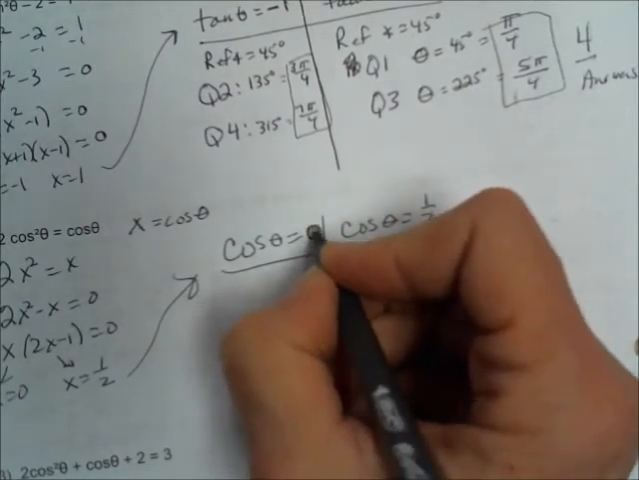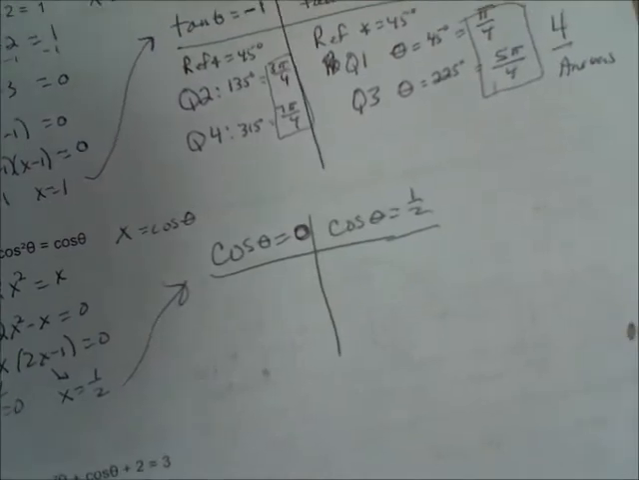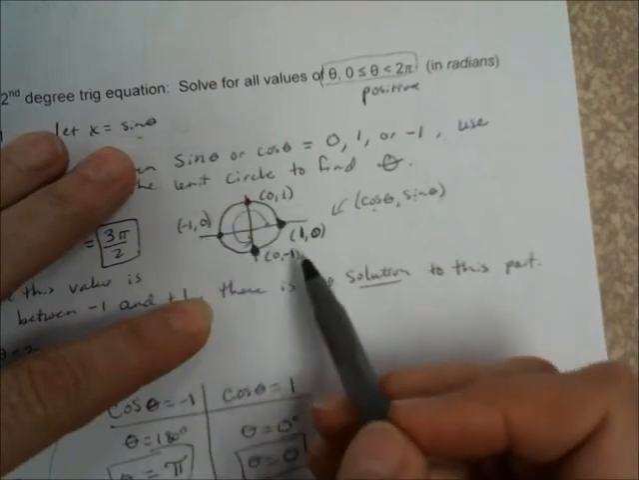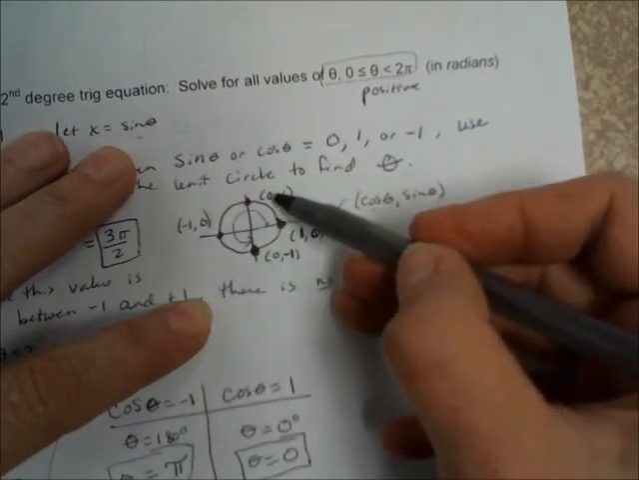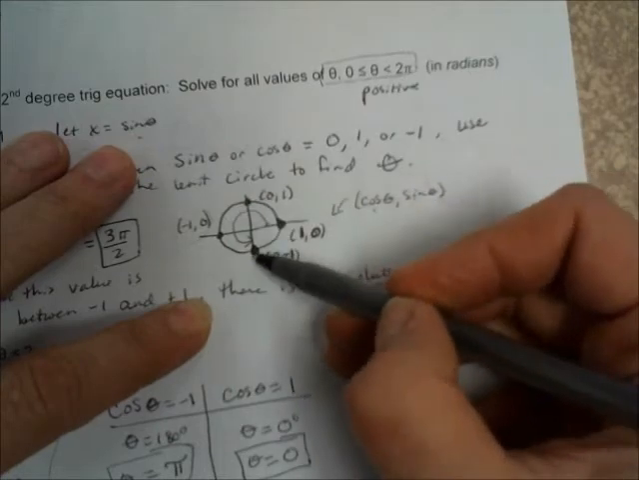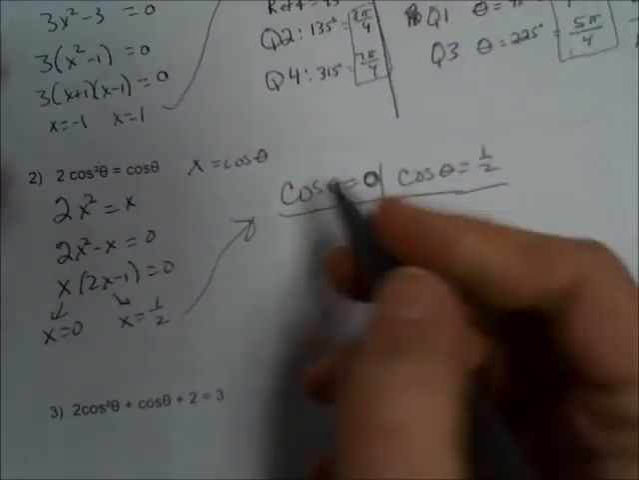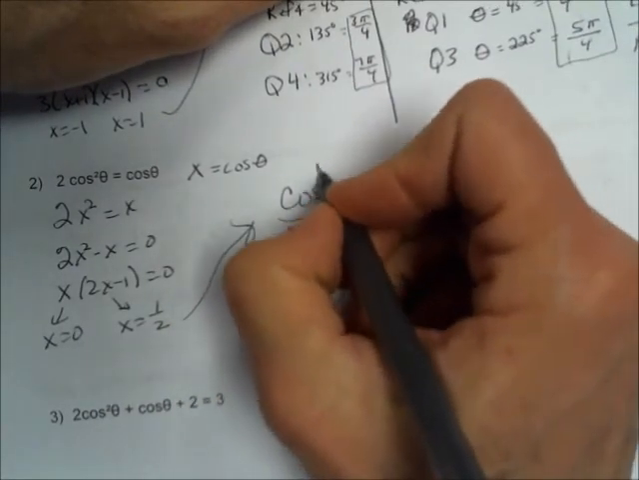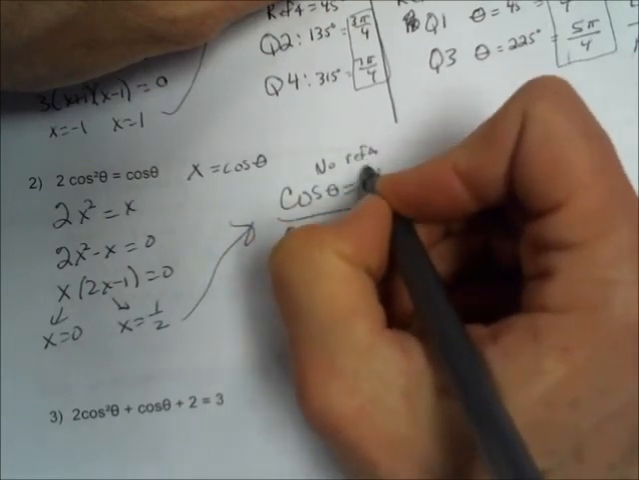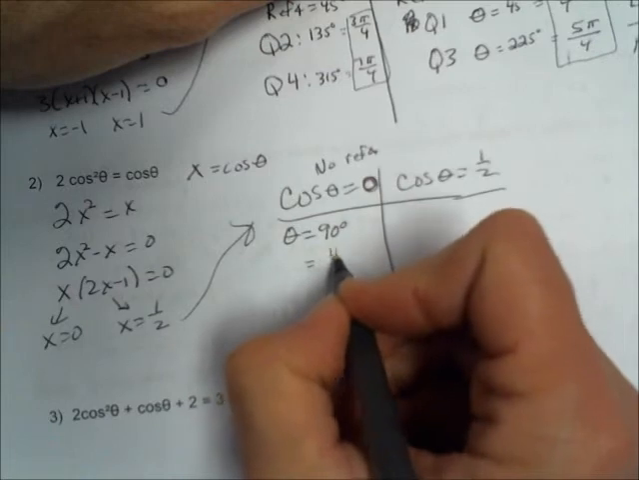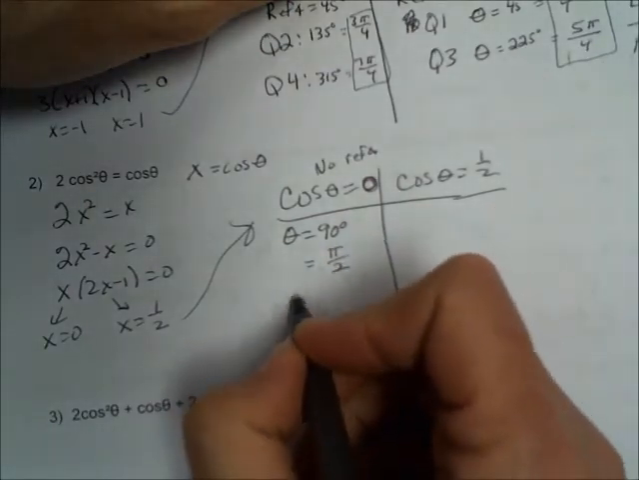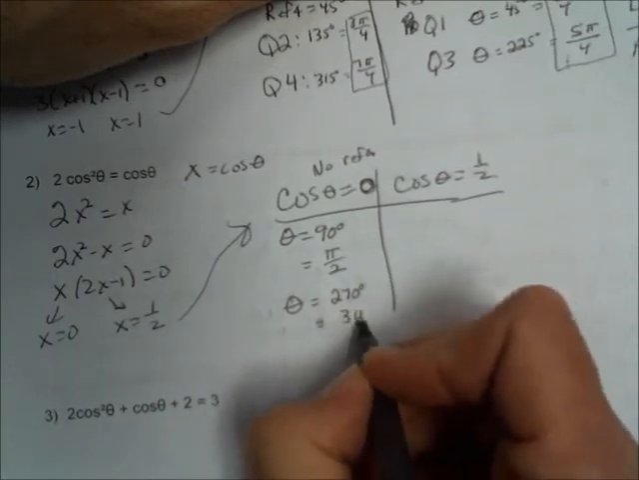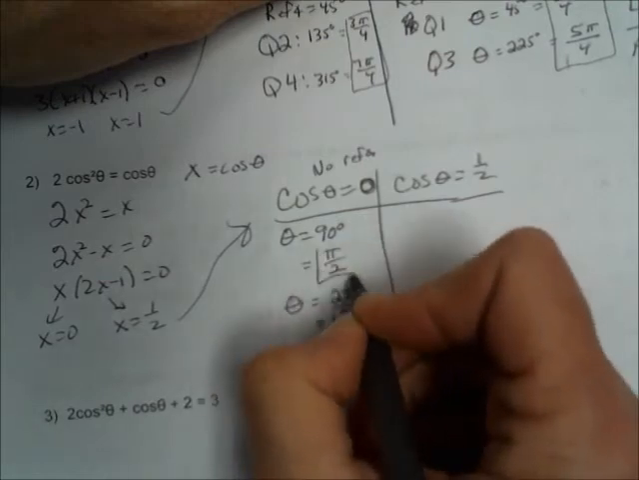Well, there's no reference angle. Remember, if it's a 0 or a 1 or -1, you have to go back to this unit circle. And where is the x value equal to 0? It's equal to 0 right here up at 90 degrees and down here at 270 degrees. So theta is 90 degrees from the unit circle. There's no reference angle. You might want to write that down. No reference angle for this one. And 90 degrees is pi over 2 radians. And theta also equals 270 degrees, which is equal to 3 pi over 2. So there are 2 of the 4 answers.